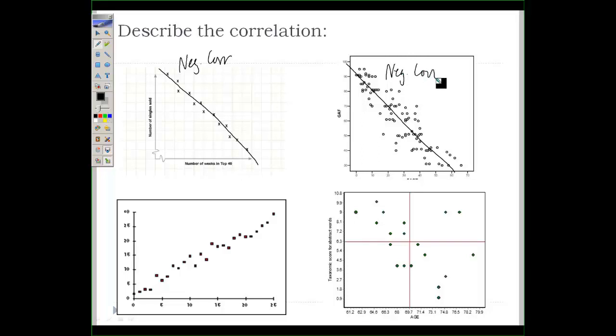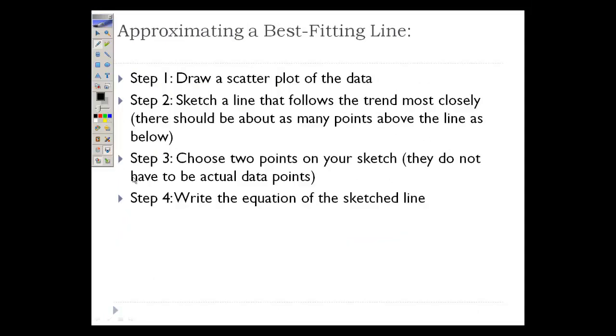We could even say on this one, if we look at the data, it keeps increasing, so we're going to call that a positive correlation. And finally, I noticed on this last one that there are points in all the quadrants, and there's really no pattern going on, so I'm going to say there's no correlation. So that's how you would describe a scatter plot: either positive, negative, or no correlation.